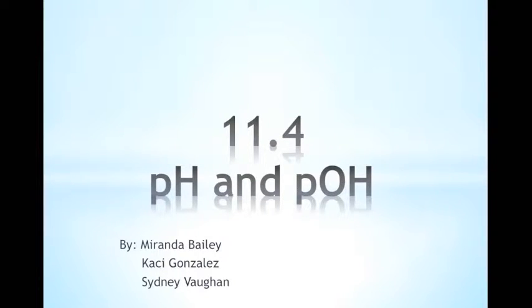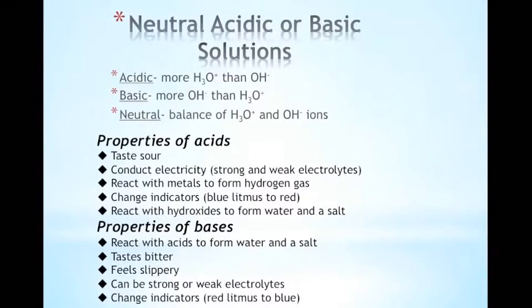So let's talk about pH and pOH and how these two relate to each other. Let's start with the basic definitions of acidic, basic, and neutral. When a solution is acidic, it has more hydronium ions than hydroxide ions. On the other hand, a basic solution has more hydroxide ions than hydronium. And when a solution is neutral, it has an even balance and equilibrium of hydronium and hydroxide ions.